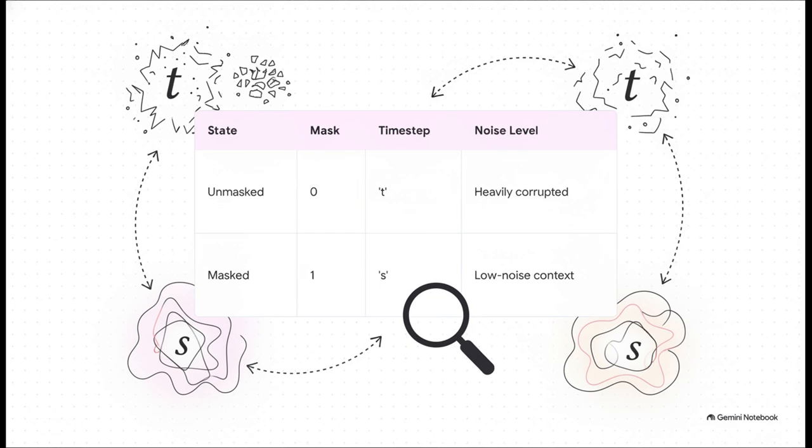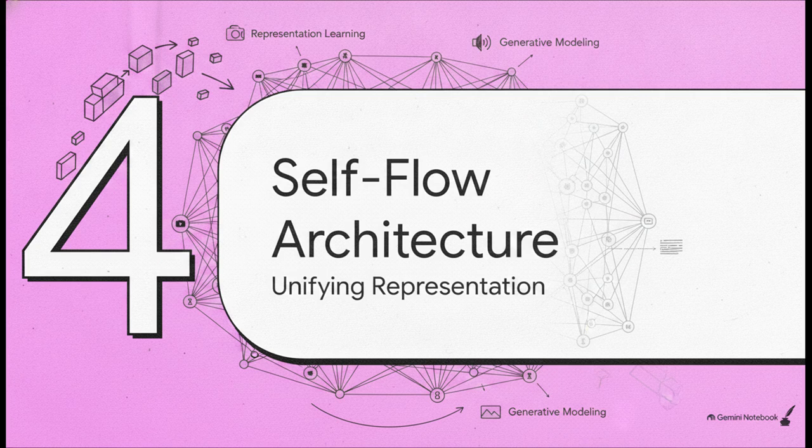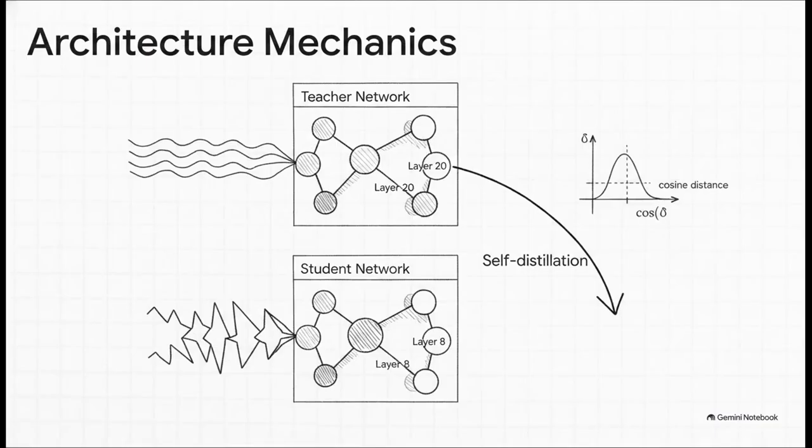It literally forces the network to stop obsessing over local pixels. To figure out the heavily corrupted structures, it has to look at the cleaner context tokens. It has to understand the global picture just to fill in the blanks. Which leads us perfectly into Section 4, inside the Self-Flow architecture, where representation and generation finally become one. Okay, here is where the absolute magic happens.